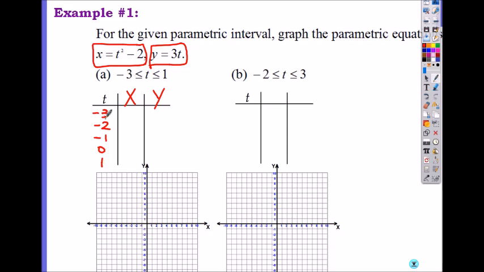So for t = -3, x is t squared minus 2, so 3 squared is 9, minus 2 is 7. For -2, 4 minus 2 is 2. For -1, 1 minus 2 is -1. For 0 it is -2, and for 1 it will be -1. Y was 3 times t, so -3 times 3 is -9, -2 times 3 is -6, then -3, 0, and 3.